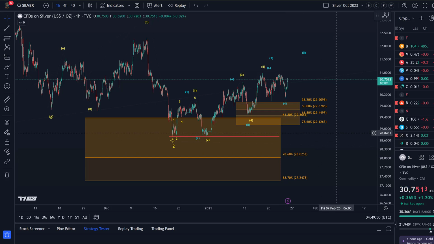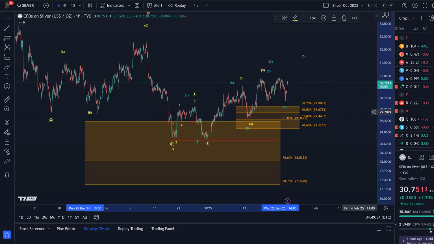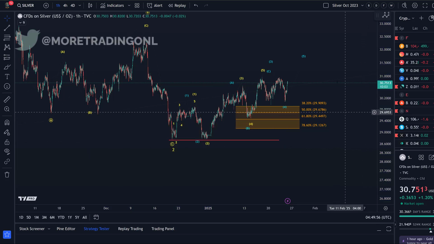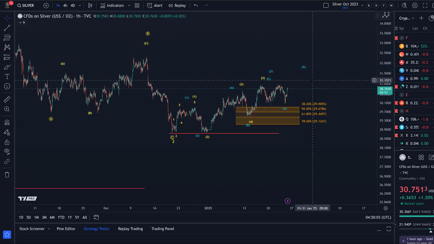A lot of you asked for a silver update. What we'll do, we'll remove for now this larger support region. We don't need it anymore. That leaves us with a very choppy looking and messy looking structure to the upside.